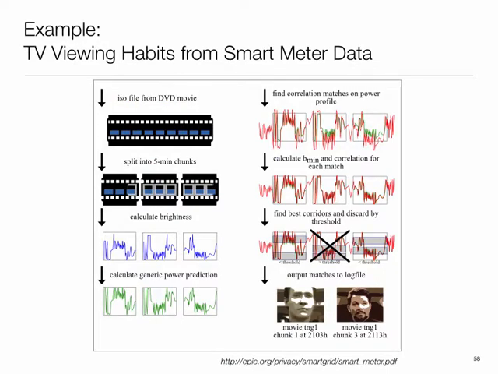Utilities capture smart meter data at a few seconds granularity, and then they upload it every few tens of seconds in many cases. This group in Germany showed that they could figure out what TV program or movie you were watching on your television from your smart meter data.